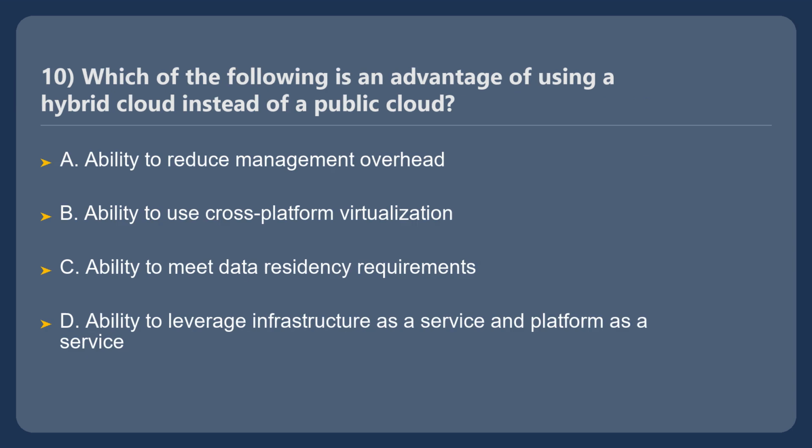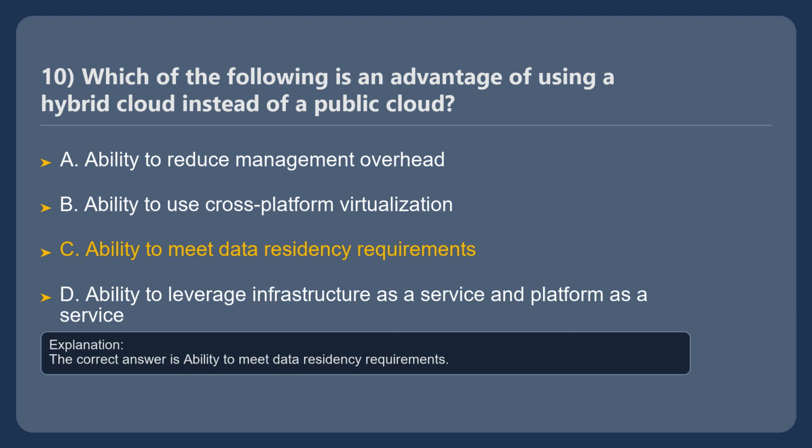Question 10. Which of the following is an advantage of using a hybrid cloud instead of a public cloud? Option A. Ability to reduce management overhead. Option B. Ability to use cross-platform virtualization. Option C. Ability to meet data residency requirements. Option D. Ability to leverage infrastructure as a service and platform as a service. The correct answer is option C, ability to meet data residency requirements.